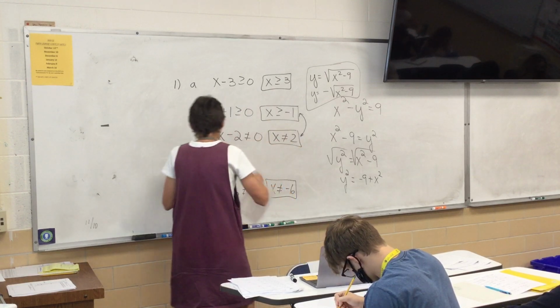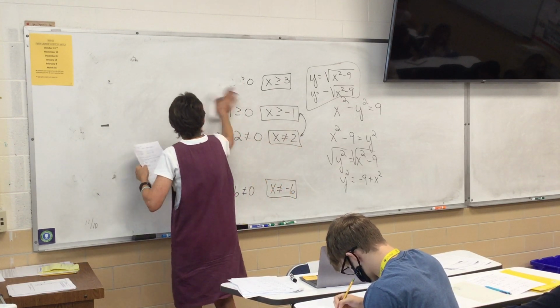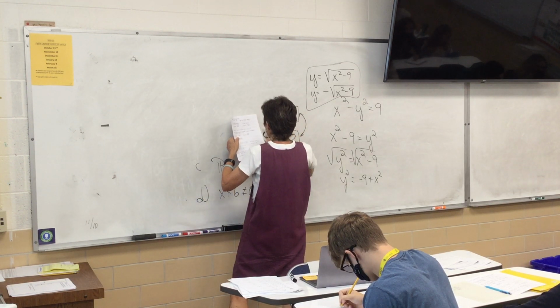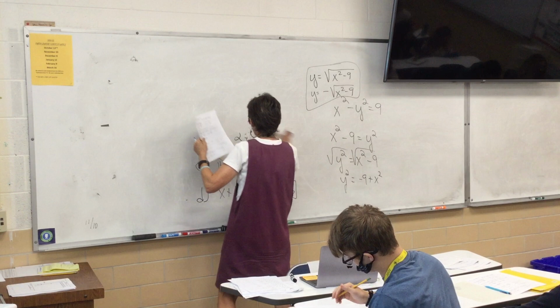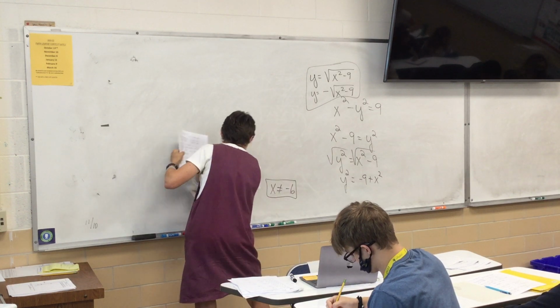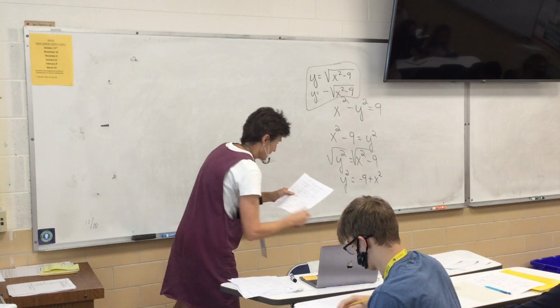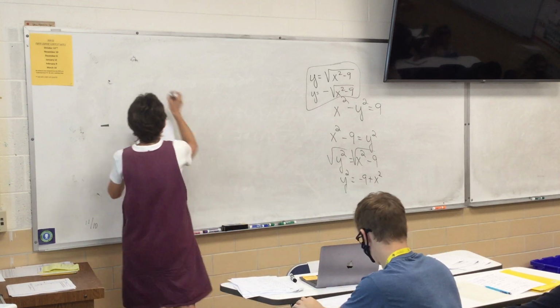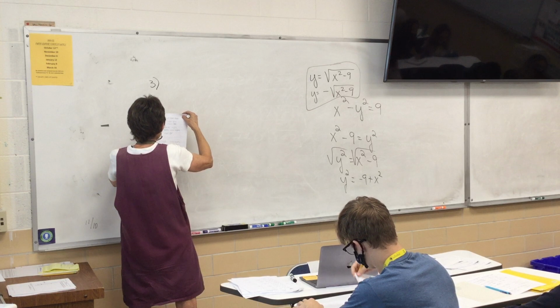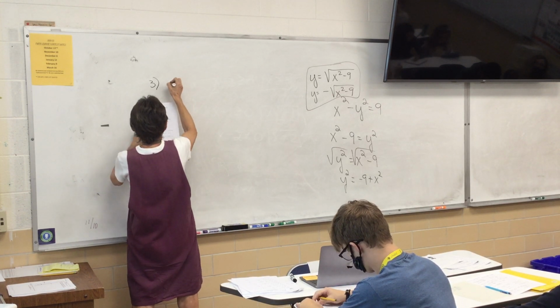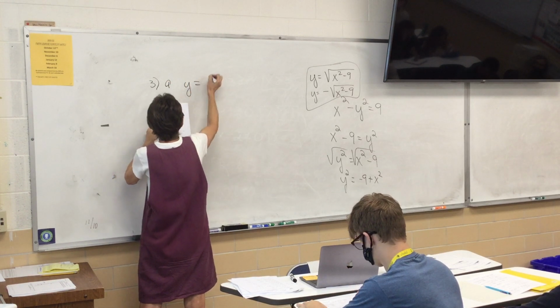All right. Now this is a big section here. We have to find horizontal, vertical, and holes. All right, so part 3, here we go. Horizontal, vertical, and holes for this equation.